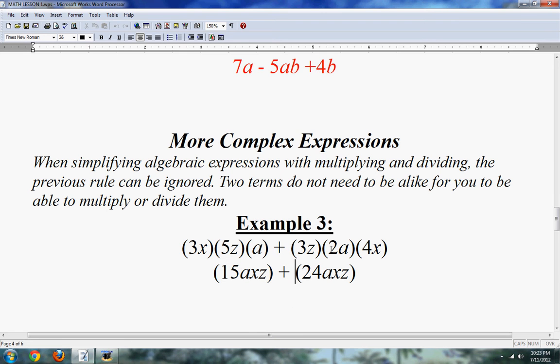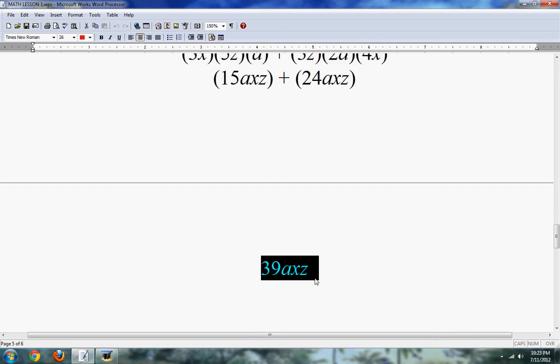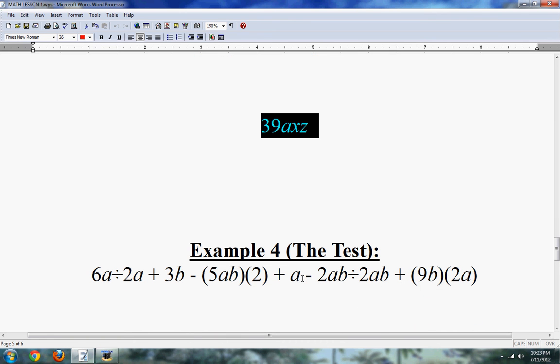And then here we have 3z, 2a, 4x. So 3 times 2 times 4 is 24, and then we just carry down the variables, so a, x, and z, so we have 24axz. And since 15 and 24 are like terms, we can add them. So we get 39axz as our answer.